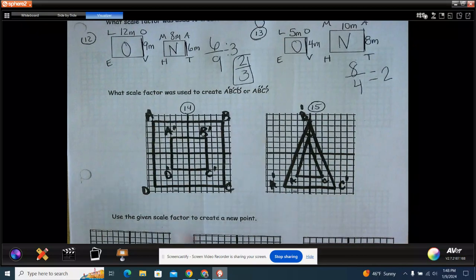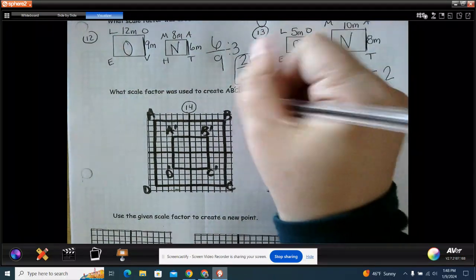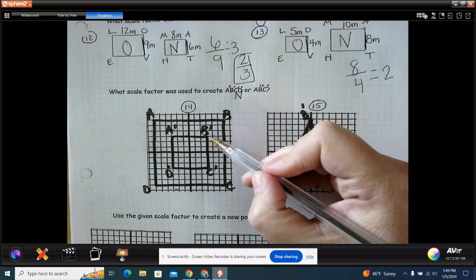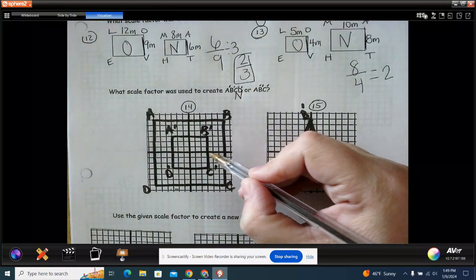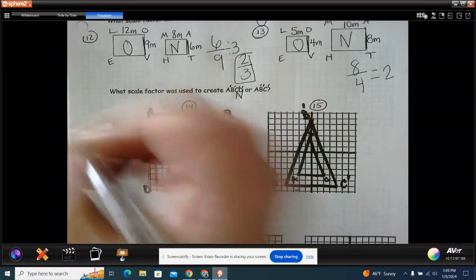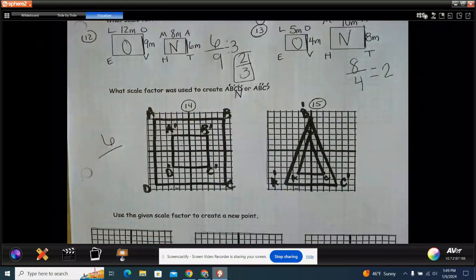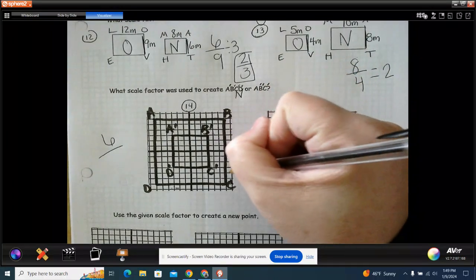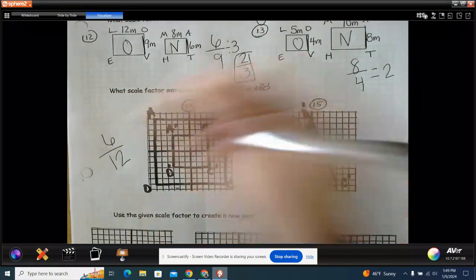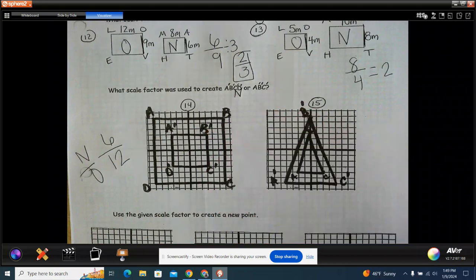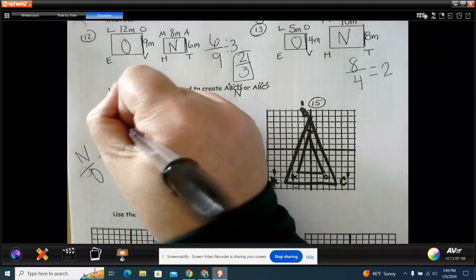So to find the scale factor of 2 shapes that are within each other, our new shape is going to be one with the little tick marks or the little ones. So for this, we're going to count the edges. 1, 2, 3, 4, 5. 1, 2, 3, 4, 5, 6. So that will go on top. And then we count the larger one. 1, 2, 3, 4, 5, 6, 7, 8, 9, 10, 11, 12. That will go on the bottom. So the new image will go on top, original on the bottom. The new image is the one with the tick mark. So we can simplify that down to 1/2.